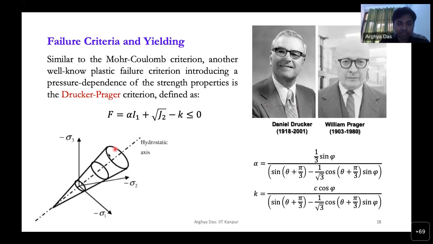A similar attempt was made by Drucker and Prager. They developed another failure criteria, which is actually a modified version of the von Mises one. So it is similar to our previous Mohr-Coulomb, but instead of that hexagonal failure surface, it has a conical shape. That means for von Mises we have a cylindrical shape, and this gives you a conical shape.